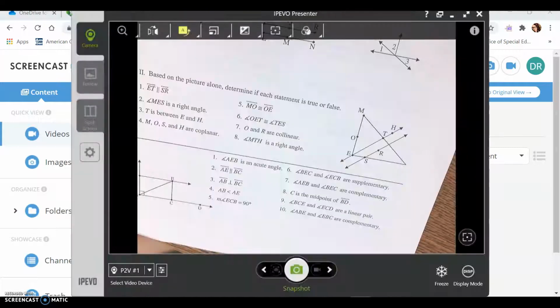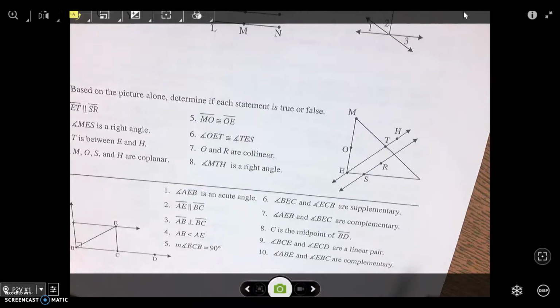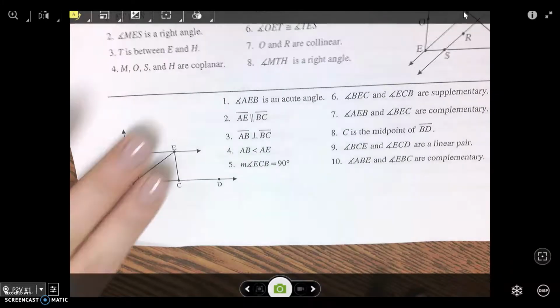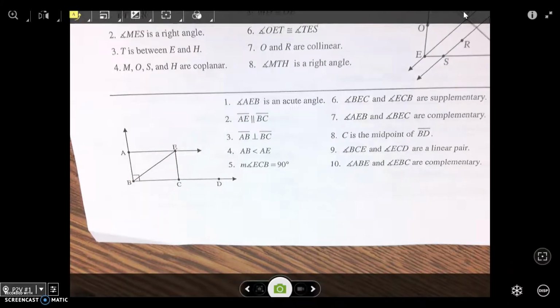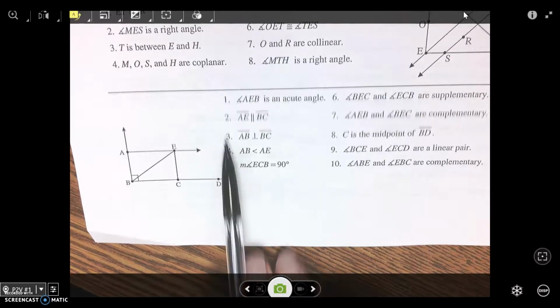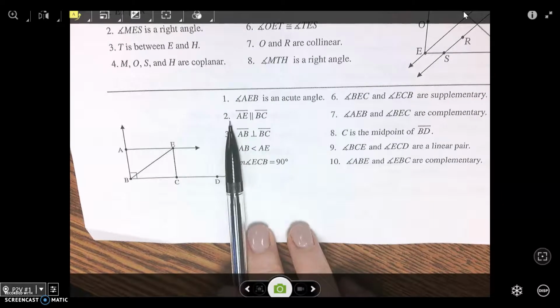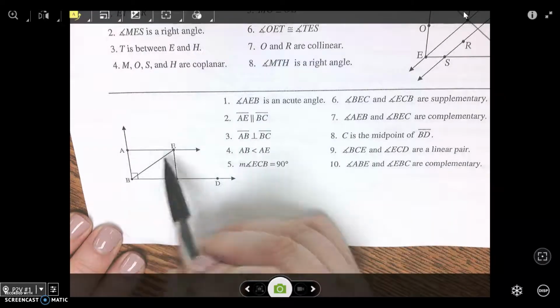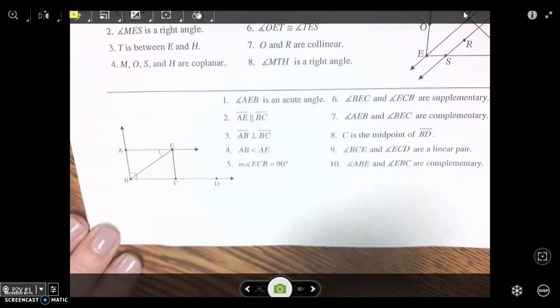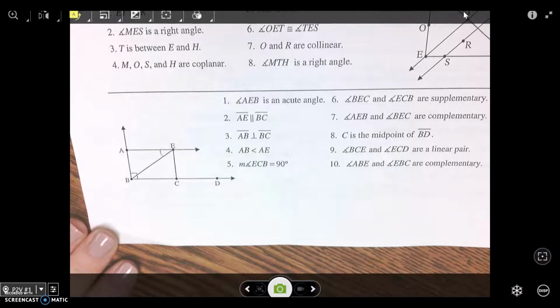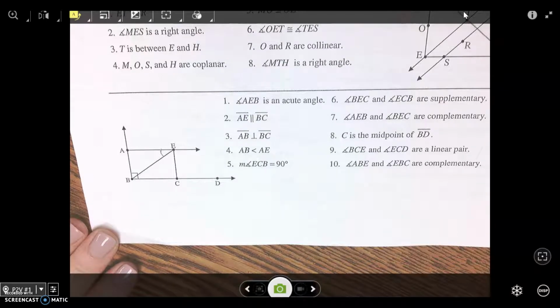Okay, so look at your notes from yesterday. The very bottom, you had this little true false section, and you have this diagram. Number 1, true or false? Angle AEB. So AEB would be this angle here. Angle AEB is an acute angle.